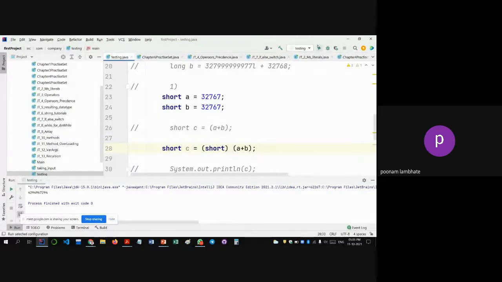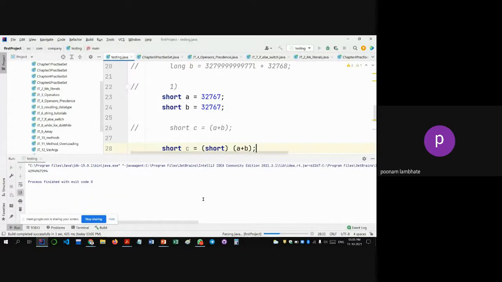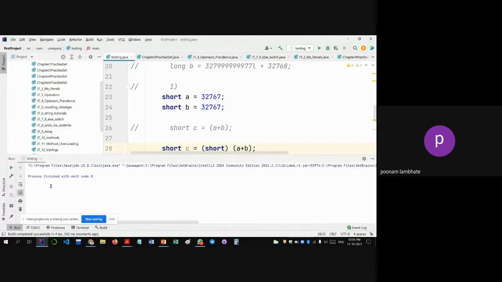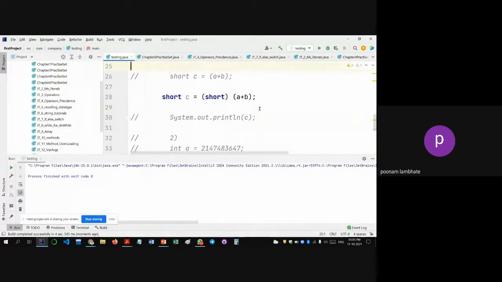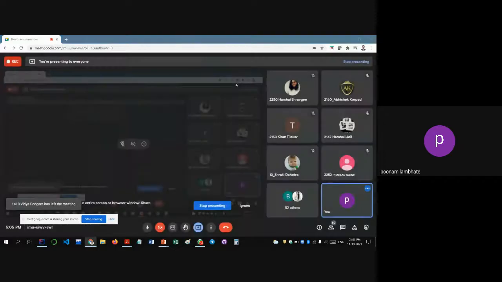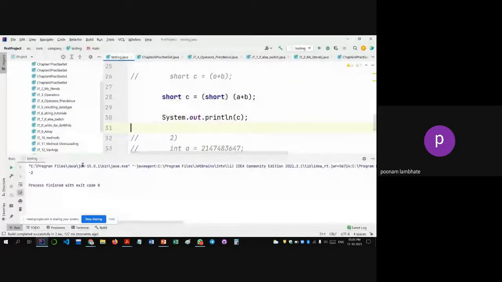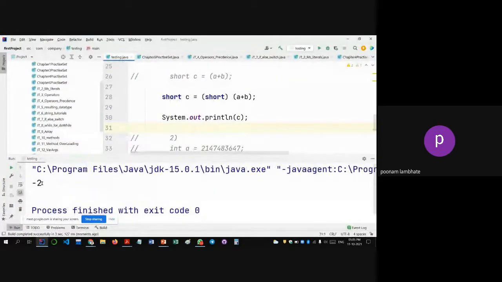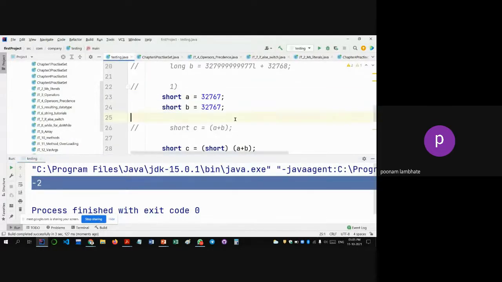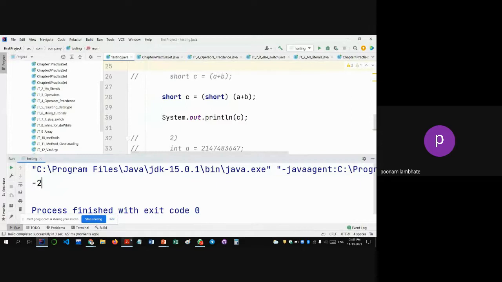For example, let me run it and show you now. It is building. I need to also print this. So as you can see here, you're getting -2. But 32767 plus 32767 is not -2. So actually what happens, I'll show you over here.